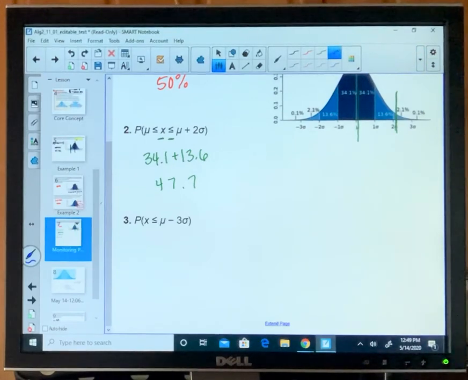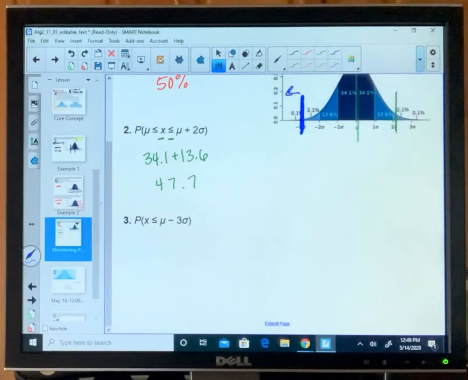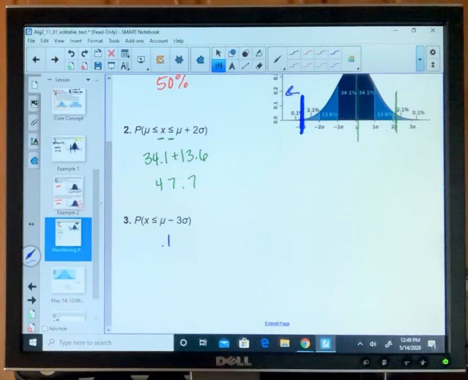If I wanted to do this last one, which is less than -3 standard deviations, what I would do is go to that 3 standard deviations, and if I talk about less than, it means I'm going towards the left, and I would say that's 0.1%. So what's the probability that somebody scores lower than 3 standard deviations? 0.1.